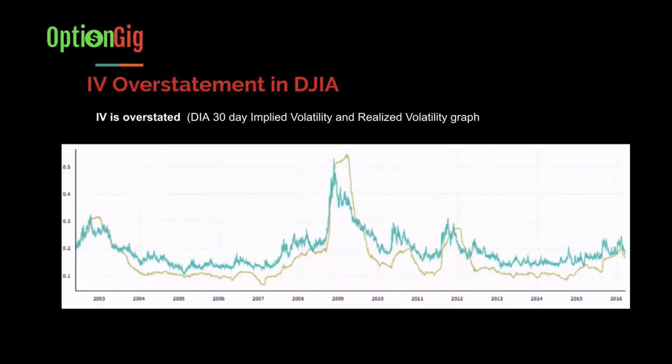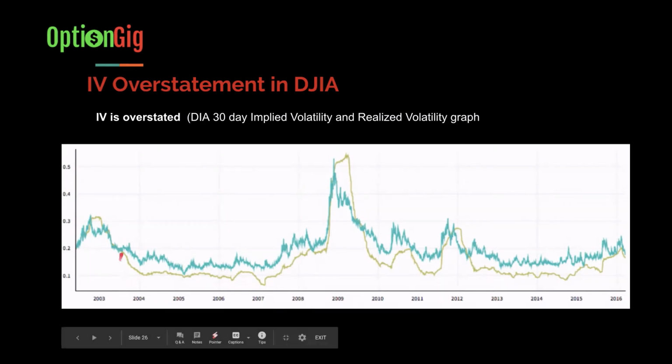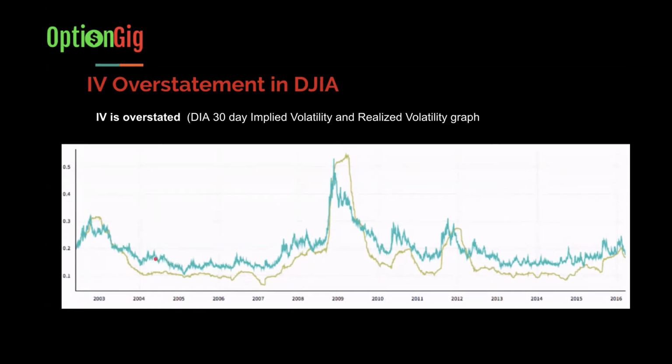Again, this is a graph of the Dow Jones Index. We talked about the S&P 500 in the previous slide. This is the Dow Jones Index. The implied volatility is represented by the teal color, and the actual, or realized, volatility, what actually happened in the Dow Jones Index, is represented by the yellowish line. Again, as you can see, for most of the time, the yellow is below the teal.